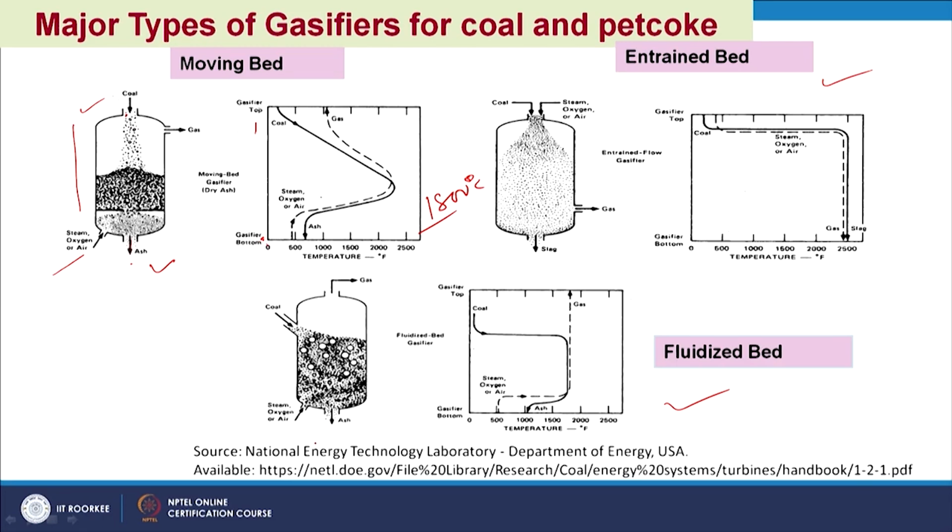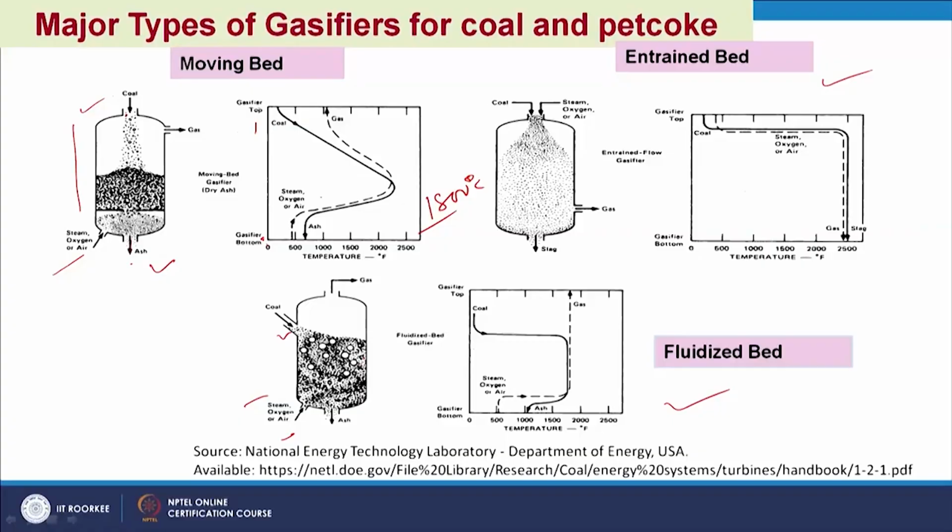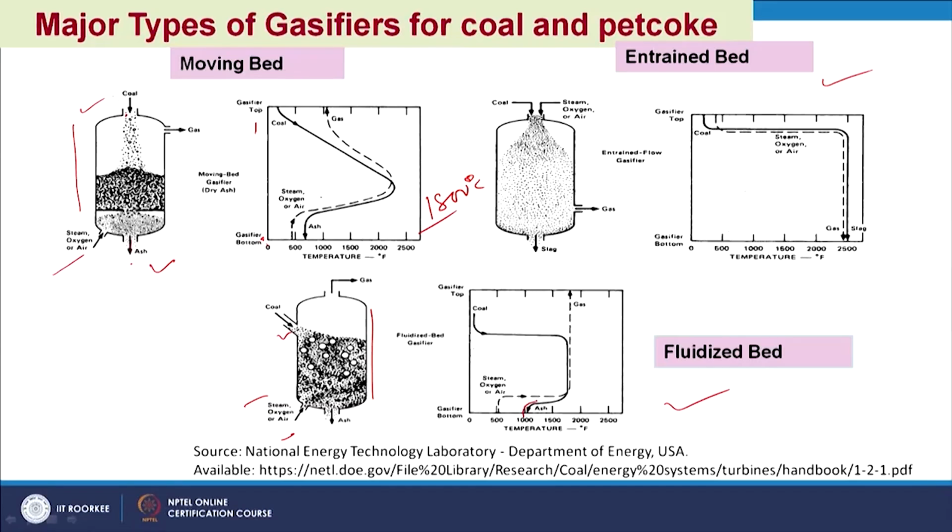But if we see the fluidized bed, coal is put here. Here steam, oxygen or air is supplied, and there will be fluidization of the particles; we will be taking smaller particles here and they will be in fluidized form. Due to this, what will be the temperature profile across its height? It will gradually increase, remain constant for most of the part and then decrease. Up to this part it will be constant, and in this part the temperature will decrease drastically.